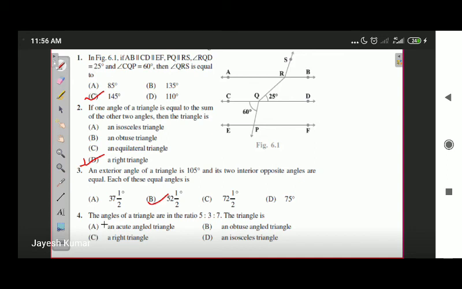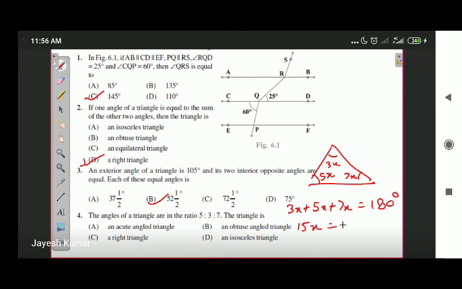Next is question number 4. The angles of a triangle are in the ratio this. So we have a triangle whose angles are 5x, 3x and 7x. Okay. So what we do is, we find out the sum of all these three angles is equal to 180 degrees. 3x plus 5x plus 7x should be equal to 180 degrees. Why? Because the sum of all the interior angles is 180 degrees. So 3x plus 5x plus 7x is 15x, equal to 180 degrees.